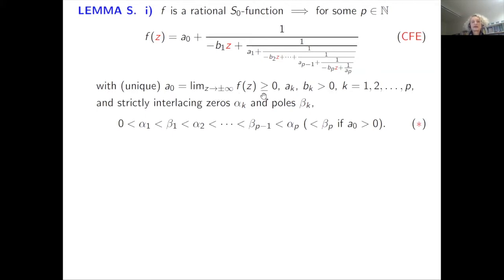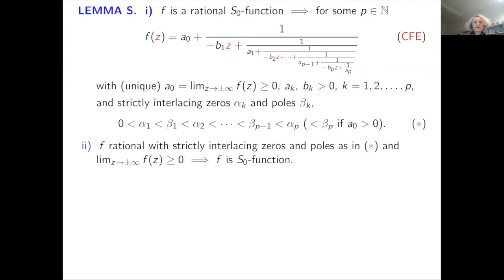So this is greater than or equal to 0, and coefficients ak and bk all greater than 0, such that this f has a continued fraction expansion like that. It's finite because we assume that f is rational. And moreover, the zeros and the poles of this f strictly interlace in the way you can see it here. So it starts with alpha 1, then this is less than beta 1, and so on, up to alpha p, and beta p appears in the case that a0 is greater than 0.